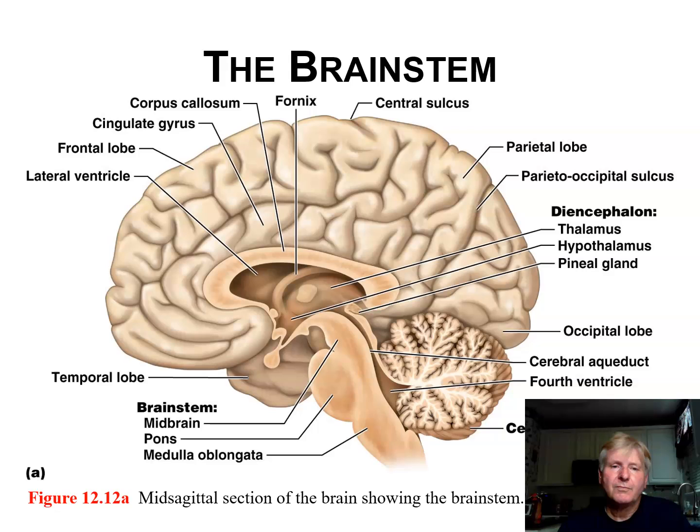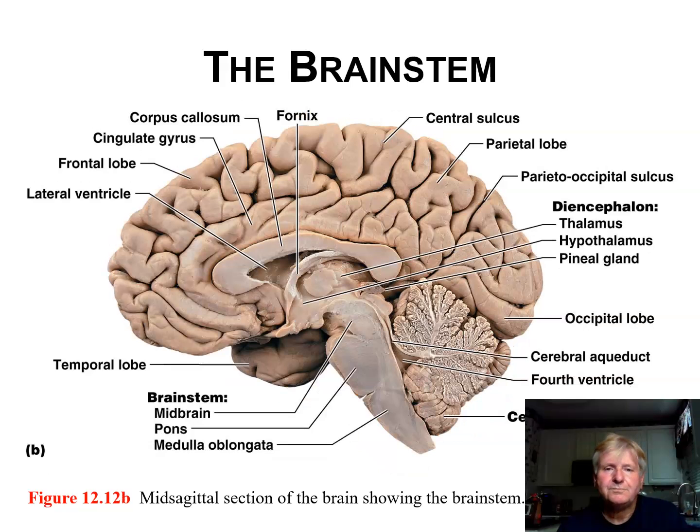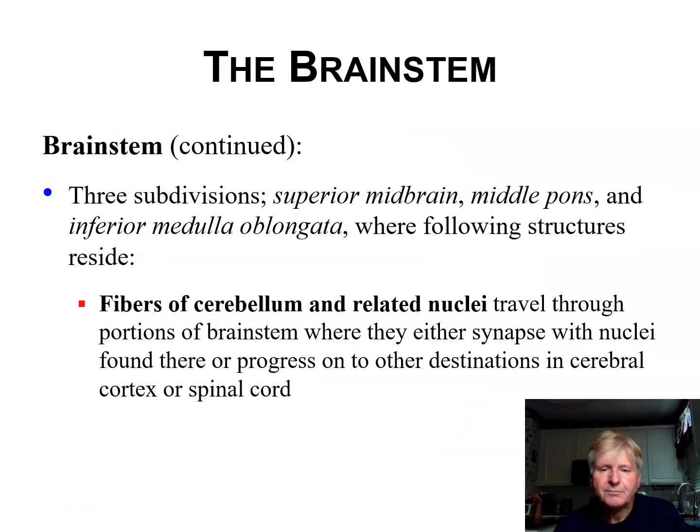So here's a mid-sagittal section of the brain showing you the different regions of the brainstem: the midbrain, pons, and medulla oblongata. That's a mid-sagittal section of a cadaver brain, showing you the brainstem. So the three subdivisions are the superior midbrain, the middle pons, and the inferior medulla oblongata, where you find several structures.